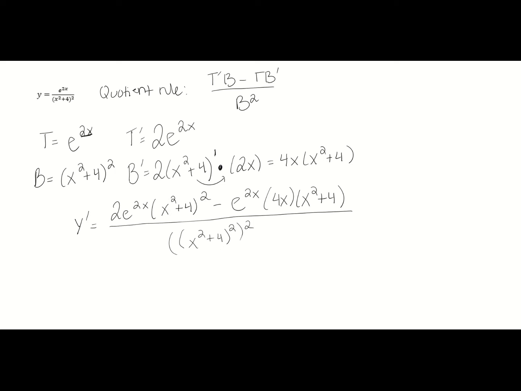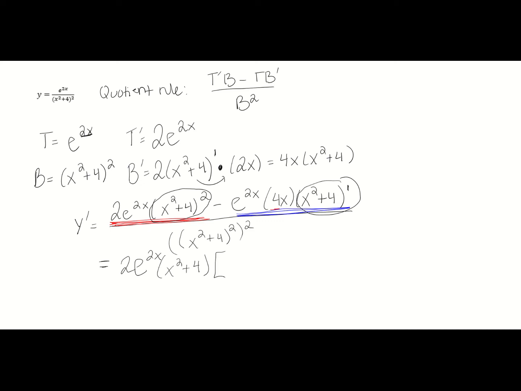Okay, so at the top I'm going to be able to factor. I'm going to have some common factors. So let's look at what I have that's common. First of all, I have a 2 and I have a 4. Let me underline everything. So I'm looking at this and I'm looking at this, and I'm looking at what I can factor out of both of those. So I have a 2 and I have a 4, so I can factor out a 2. Then I have an e to the 2x and an e to the 2x, so I can factor out an e to the 2x. Then I have an x squared plus 4. I have 2 of them, and here I have 1 x squared plus 4. So I can take out 1 x squared plus 4.